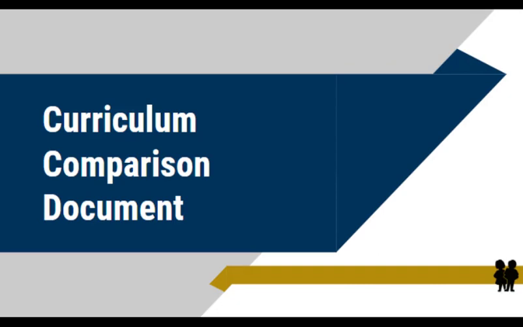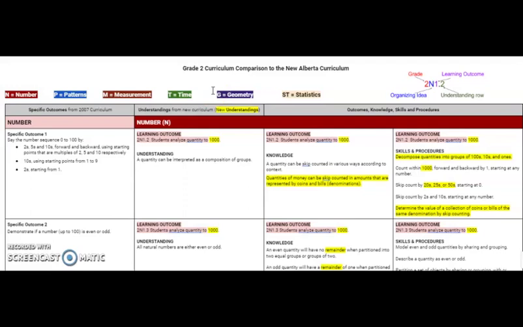The purpose of this video is to explain the structure of the curriculum comparison document. Color coding is used to identify organizing ideas. For example, number will always be a shade of red across any of the documents we have created.